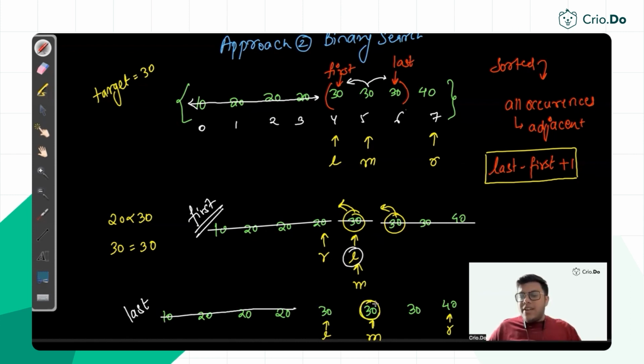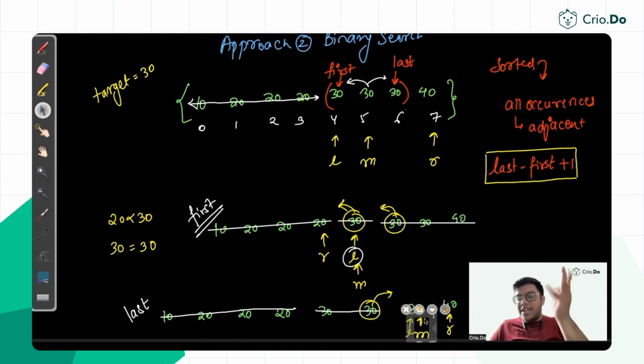So we will ask the mid value, where is the target's last occurrence? If it is equal to target, the last occurrence will be on the right side. So let's go into the right side, that is, discard the left region by making left equals mid plus 1. We will figure out the new mid, which is 6 plus 7 by 2. That is 6 only. It is also equal to 30. But as soon as I go to the right side, I will make left equals mid plus 1.